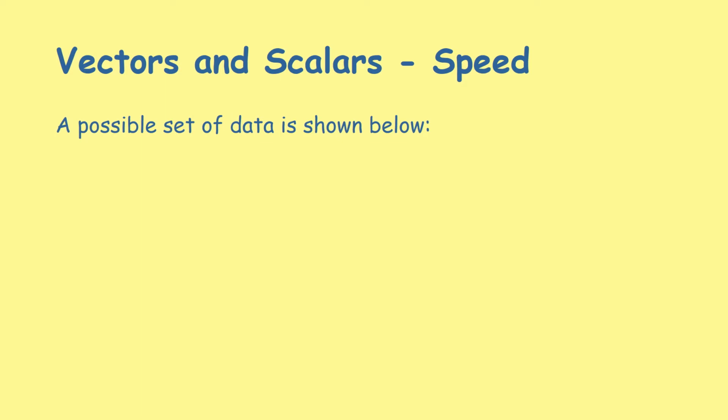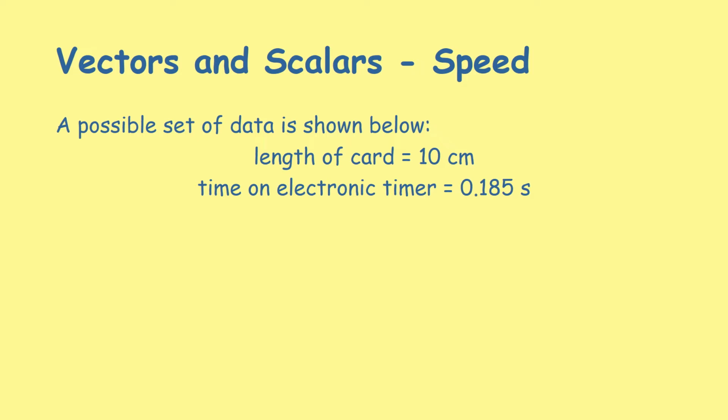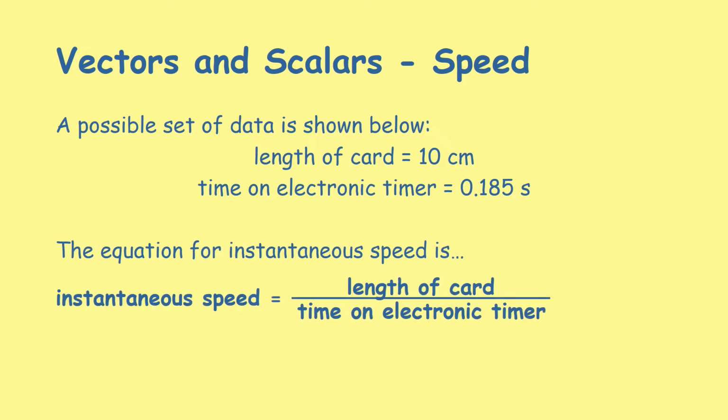A possible set of data is shown below. The length of the card could be 10 centimeters, and the time on the electronic timer could be 0.185 seconds. As you can see, this is a very short time. The equation for instantaneous speed is instantaneous speed equals the length of the card divided by the time on the electronic timer. You can see just here that the length of the card is equivalent to distance.